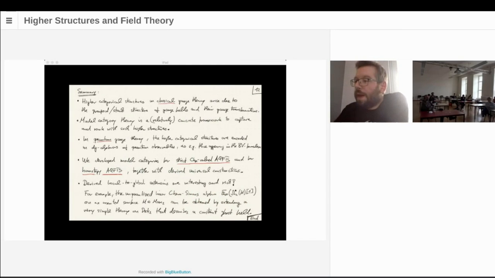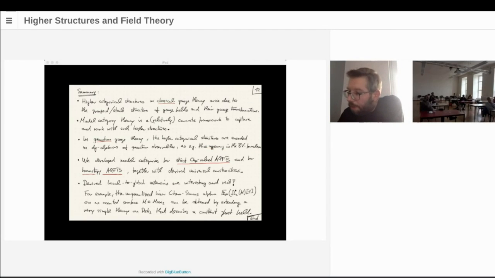Quick summary. Higher categorical structures in classical gauge theory are because of the groupoid and stack structure of gauge fields and the gauge transformations. So this I think I explained in quite some detail. Model category theory is a quite concrete framework to work with such higher categorical structures. You can use also higher categories or infinity categories, but I find them harder to work with. Now, in quantum gauge theory, these higher categorical structures are also present, and they come in the form of differential graded algebras of observables, for example, as those appearing in the BV formalism.